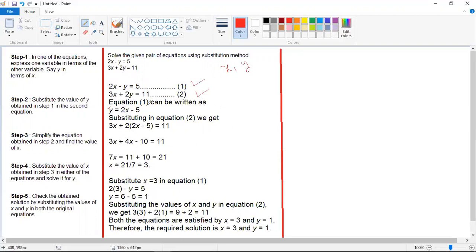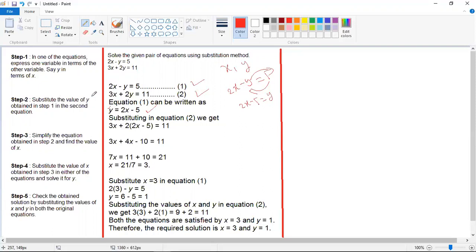So how did I get it? In the first equation, I have 2x minus y is equal to 5, right? Just exchange the positions. So send y here, send 5 there. What happens? 2x minus 5 is equal to y. Exactly. So y is equal to 2x minus 5. So I got the y variable in terms of x.